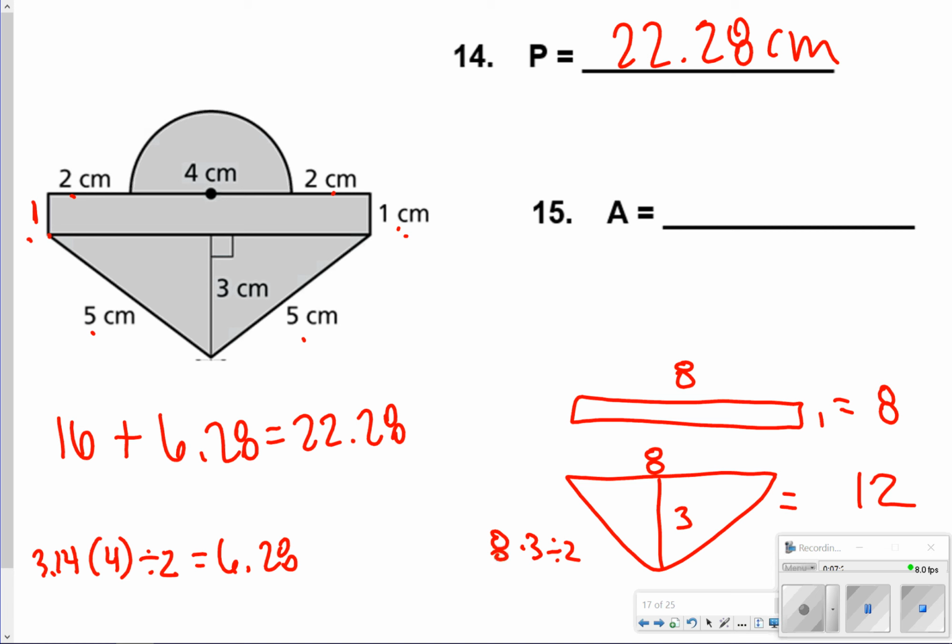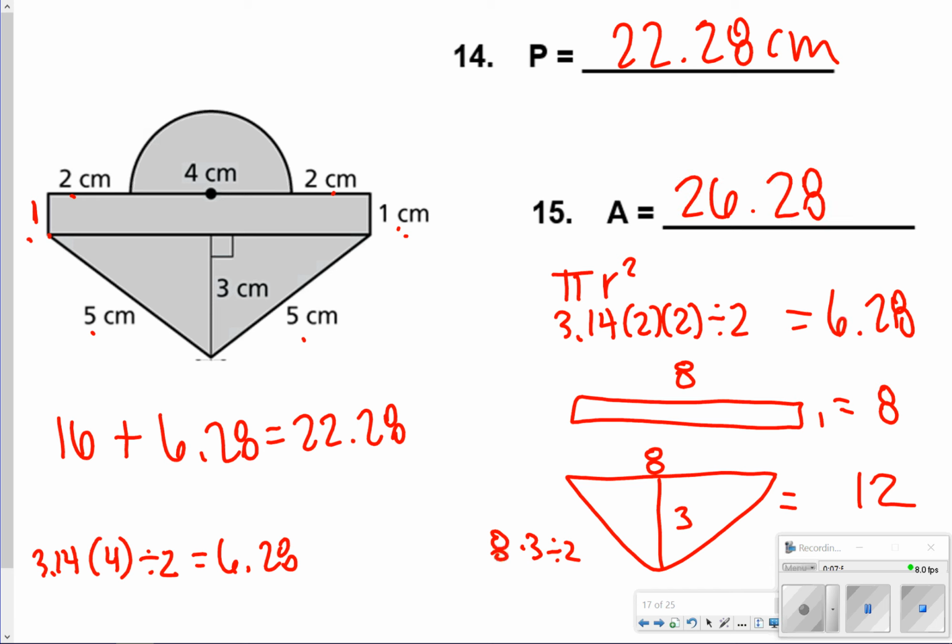And then the last one is your semicircle. Your diameter is 4, so that means your radius is 2. So pi times radius squared will be 3.14 times 2, but then I have to divide it by 2 essentially. Okay, 3.14 times 2, and then cut it in half one more time. That's going to be 6.28. So you're just going to add all those numbers together. 6.28 plus 8 plus 12 gives you 26.28. And that is centimeters squared. Okay?